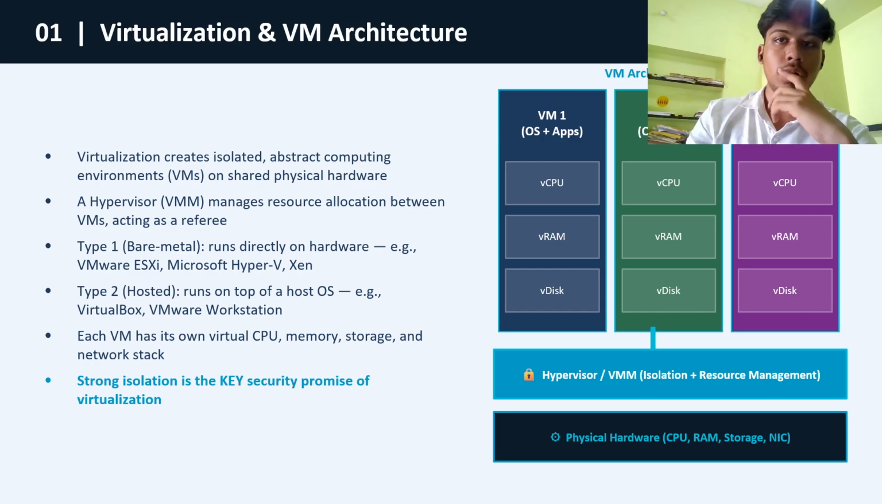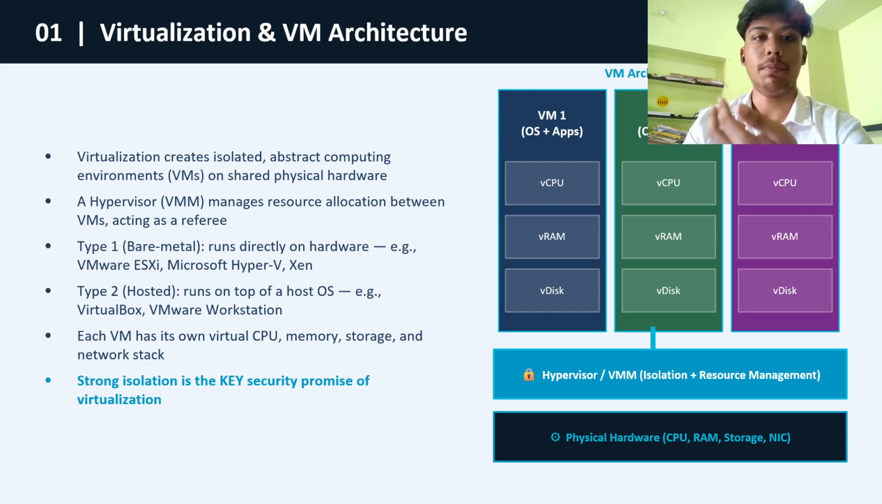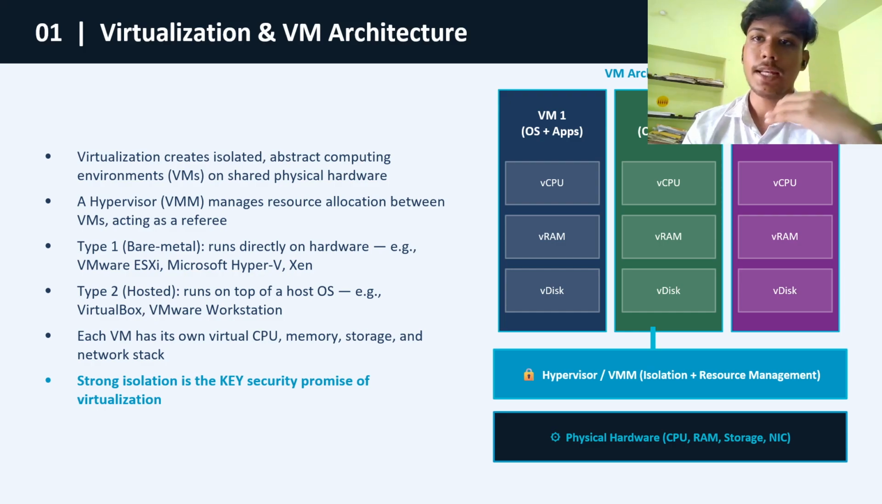Now the next type is the hosted hypervisor. This runs on top of a normal operating system. Examples are VirtualBox and VMware Workstation. You might have used one of these on your own laptop. It is very convenient, but has a larger attack surface because there's an extra OS layer underneath it.